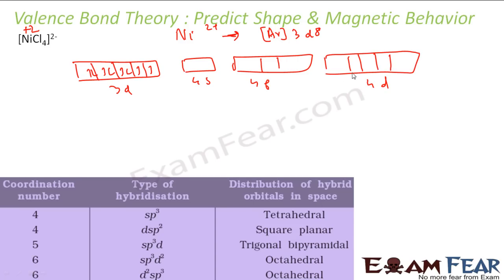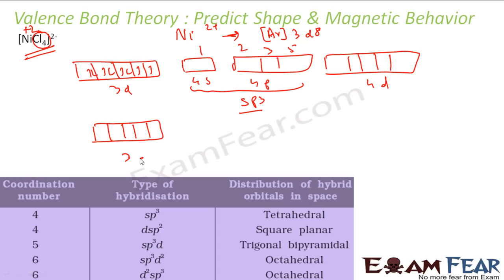Now it has been seen experimentally that this compound is paramagnetic. For it to be paramagnetic, it should have unpaired electrons. That means we will not move these electrons. Now it needs 4 orbitals to accept pairs: 1, 2, 3, 4. So this will hybridize to form sp3 hybridization, and all sp3 orbitals will be filled with 2 electrons. Sp3 hybridization is tetrahedral, so the shape will be tetrahedral, and it is paramagnetic. Actually this was seen experimentally, and with that this conclusion was drawn.